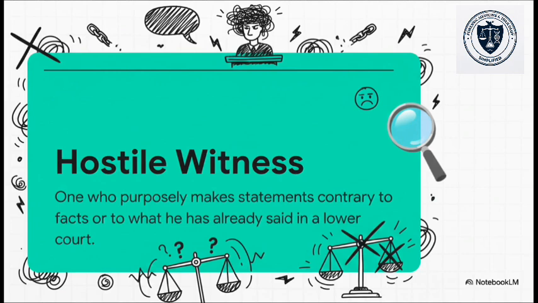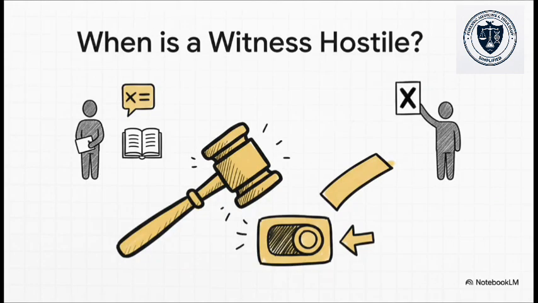But, of course, like with any good rule, there is an exception. Sometimes a witness you've called to help your case, well, they turn out to be uncooperative. Or even worse, they're actively working against you. In that case, a judge can declare them a hostile witness. So, if a witness is clearly trying to hide something, or just flat out lying, or their story keeps changing, the judge can step in and make that declaration.